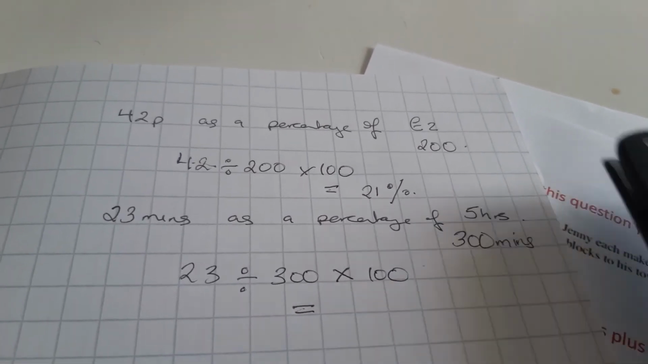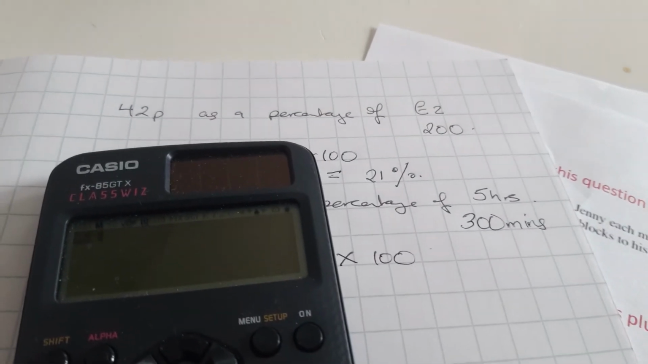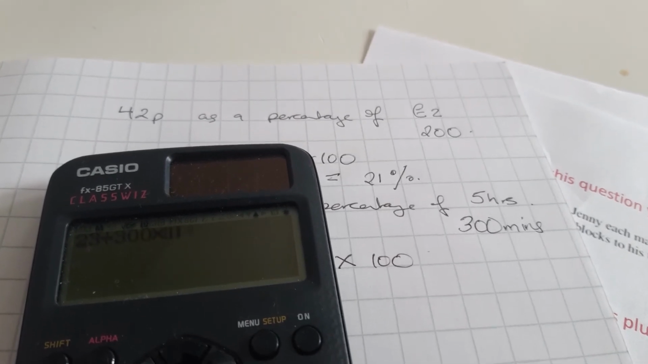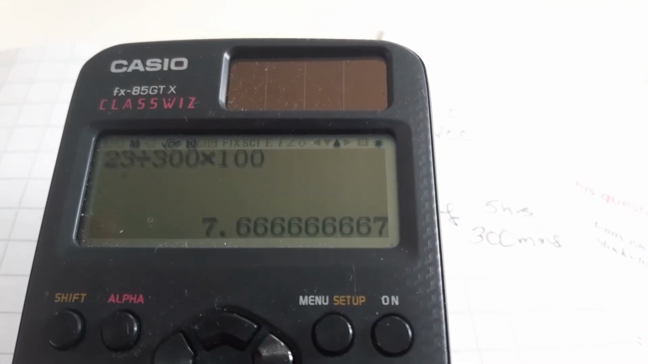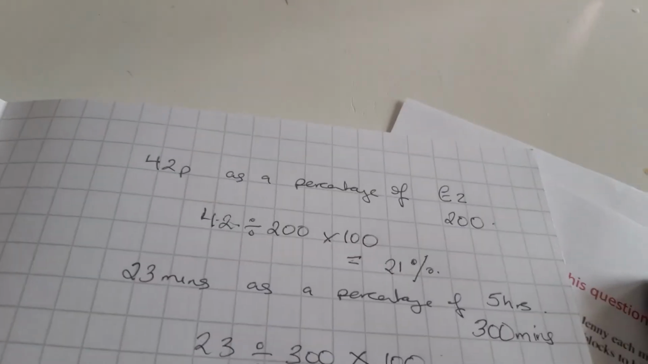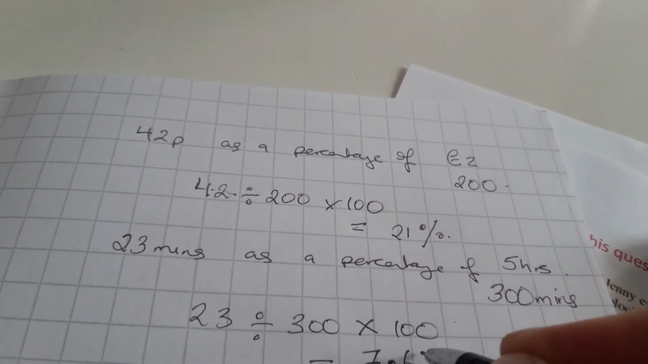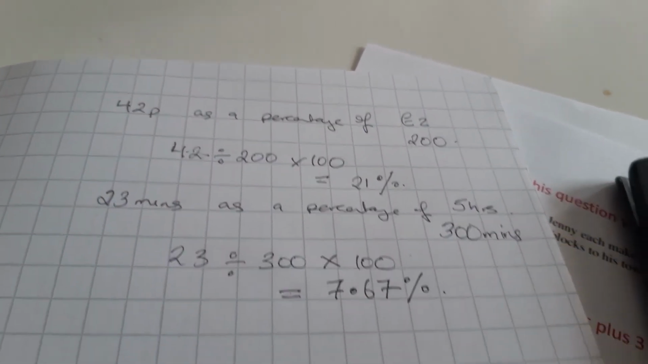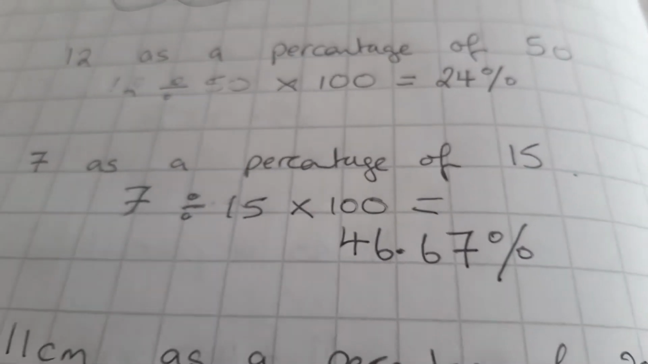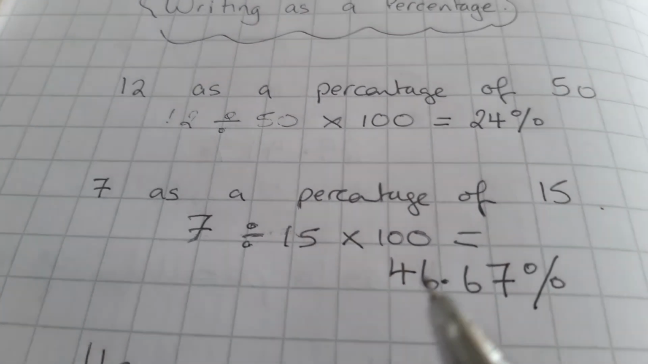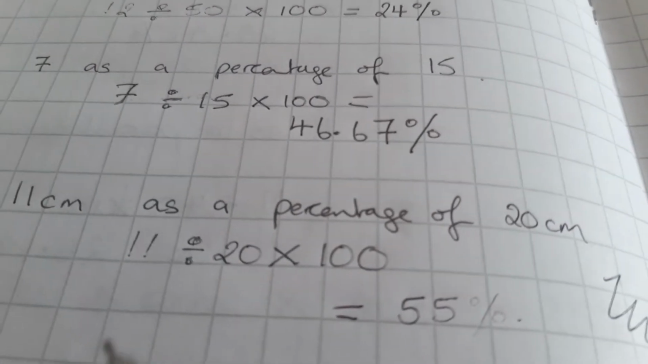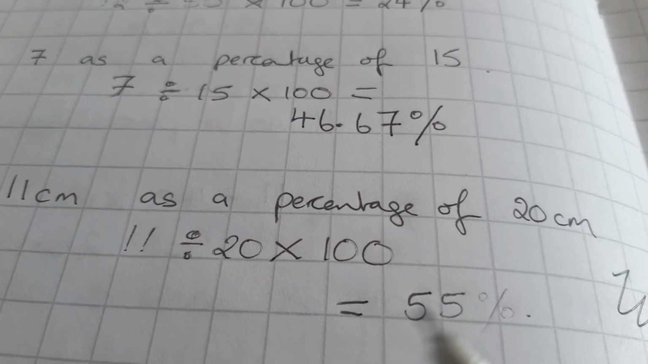And we'll see what that is. 23 divided by 300 times 100. Another one. I literally don't know how I picked those numbers. So we've got 7.67. Your rounding off is not always going to be 67, and you know that. So just think about what you're doing. You take this number divided by the total times 100. If there's units, it's just the same process, but you have to be careful.